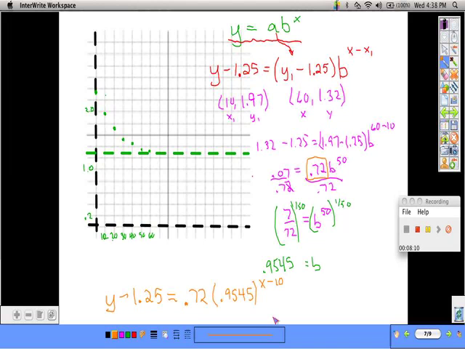If you compare this to what was done in the book, the numbers are slightly different because they used a different pair of points. And it's not wrong, it's just slightly different, and that's okay.